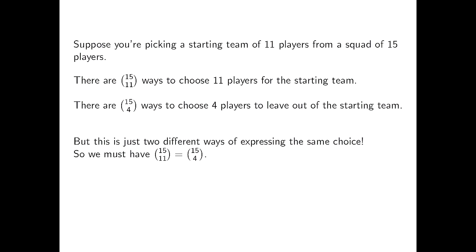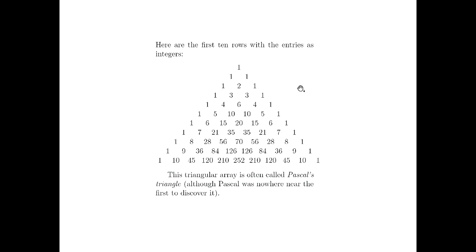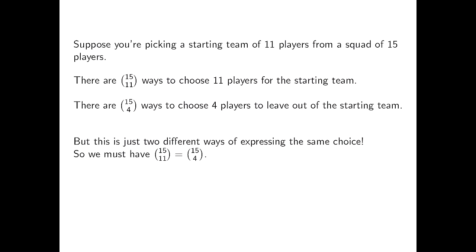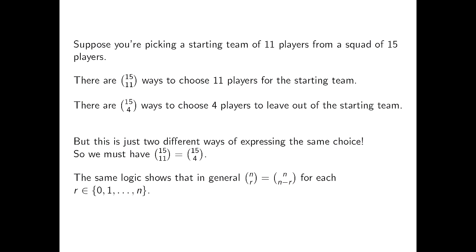And so that tells you that our triangle is going to read the same forwards and backwards, right? Because we've got, for example, here is 6 choose 1, here is 6 choose 5. Choosing the 1 thing to be in is the same as choosing the 5 things to be out. Making sense? Cool. Okay, good.